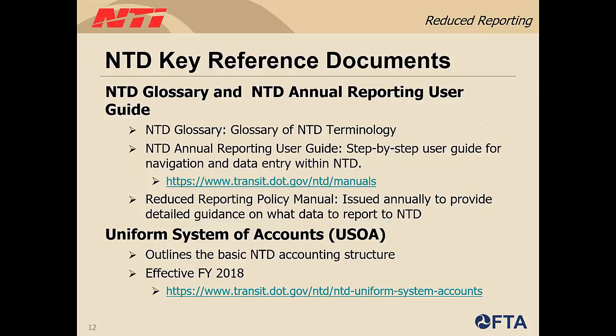There are some key reference documents available online. These include the NTD Glossary, Annual Reporting User Guide, Reduced Reporting Policy Manual, and the Uniform System of Accounts, or USOA. We have also compiled a frequently asked questions page, which you can find on our homepage. If you have any suggestions for the FAQ page, please feel free to reach out to your analyst.